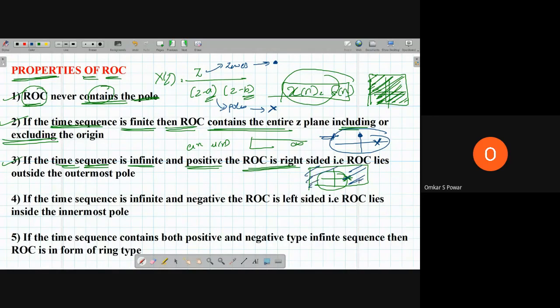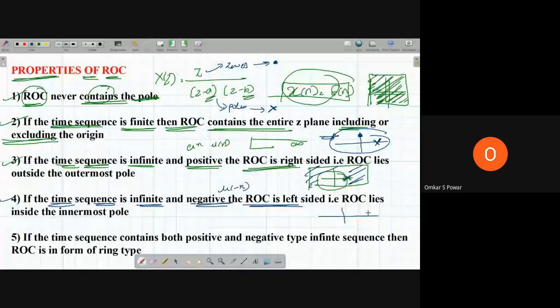So we'll solve the problems, we will understand the things there. This is just to glance at the things beforehand. Now if the time sequence is infinite and negative, something like u of minus n, then the ROC is left sided, then the ROC lies inside the innermost pole. So your ROC lies inside the innermost pole. So if you have your pole here, it lies inside.